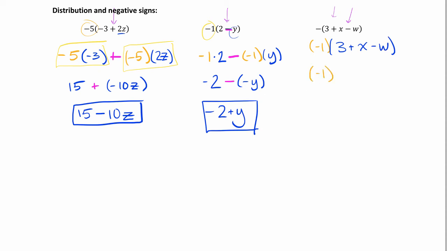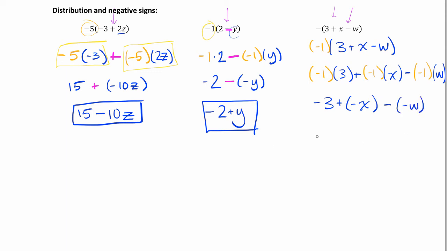So negative 1 times 3, plus negative 1 times x, minus negative 1 times w. And now I can go through and simplify all those. Negative 3 plus negative x minus negative w. That's the same as negative 3 minus x plus w.